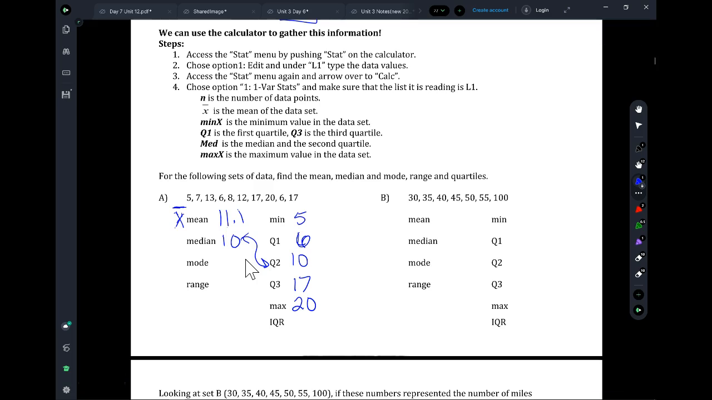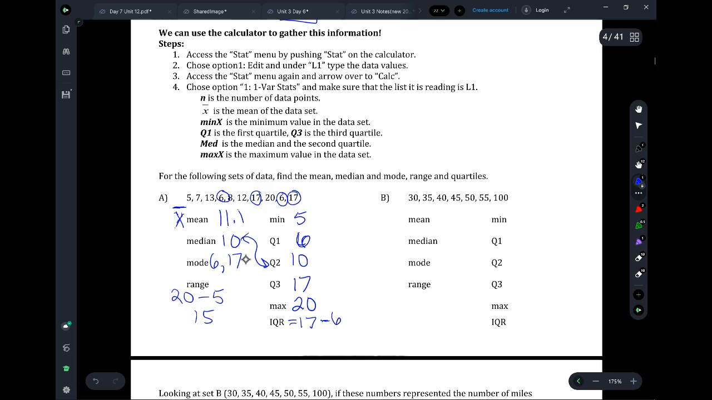Now when I'm looking at these numbers, even though they're not in numerical order, I have two 6s and two 17s, and I think that's it as far as repeats. So I would have 6 and 17 listed as my mode. My range is my maximum value, which is 20, minus the minimum value, which is 15. And my IQR is Q3, which was 17, minus Q1, which would make 11.